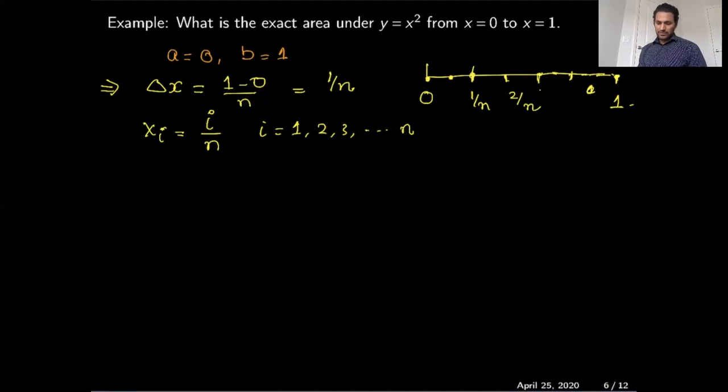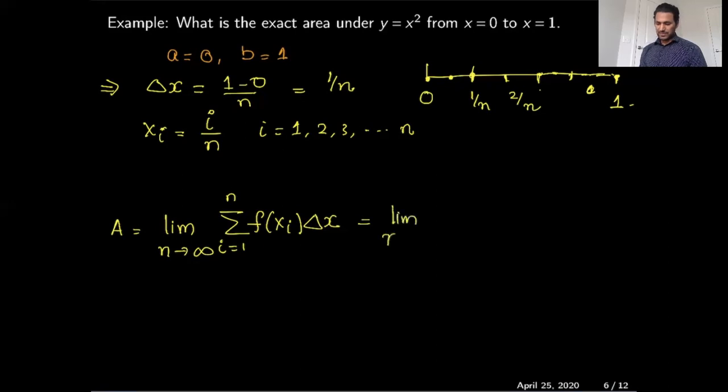So then I will calculate, because what is my total area? Total area is the limit as n approaches infinity, summation i varies from 1 to n, f of xi times delta x. So this implies the limit as n approaches infinity, summation i varies from 1 to n, f of xi. So what is my f? It is x squared. My xi is i over n, so xi is i over n. So then the square of that, and delta x is 1 over n.